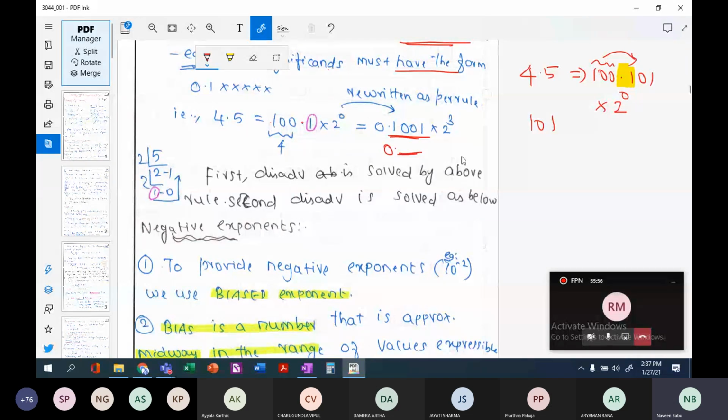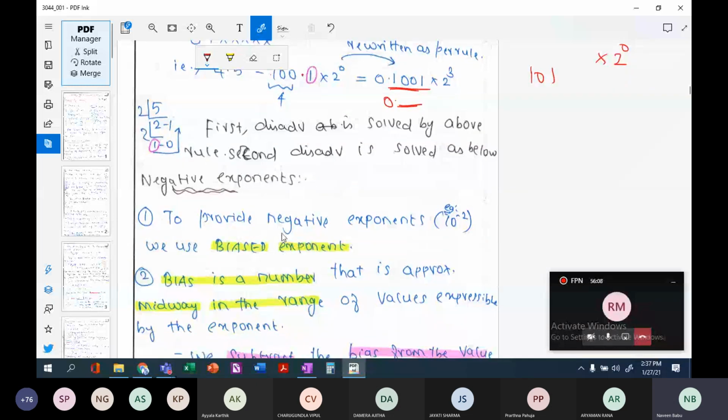In order to avoid the negative exponents, we are going to use a concept called a biased exponent. In order to represent the negative exponent here, we use an exponent called a biased exponent. What is this biased exponent? Say, for example, I want to represent -2. Then I make this -2 a positive number by adding some standard value, say 50. So -2 plus 50 is 48.